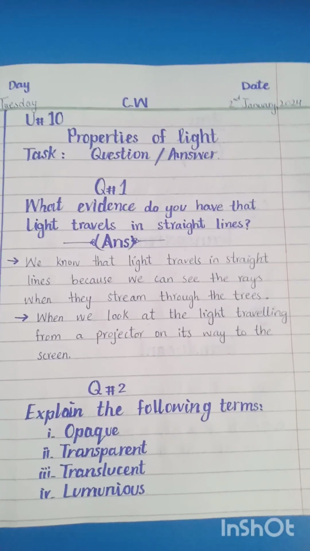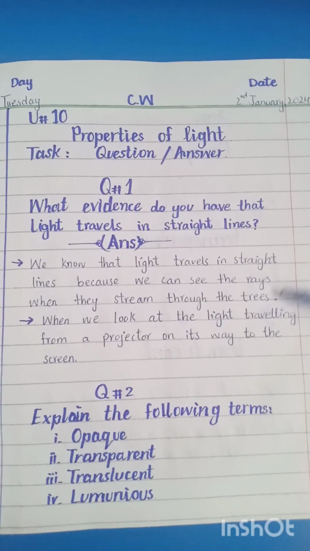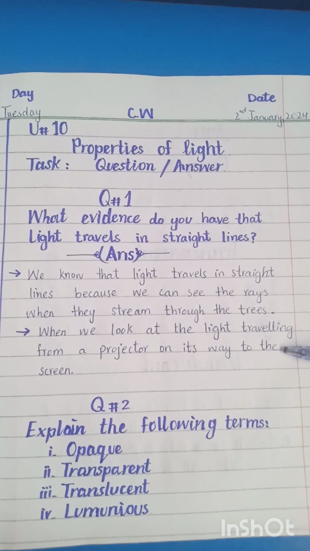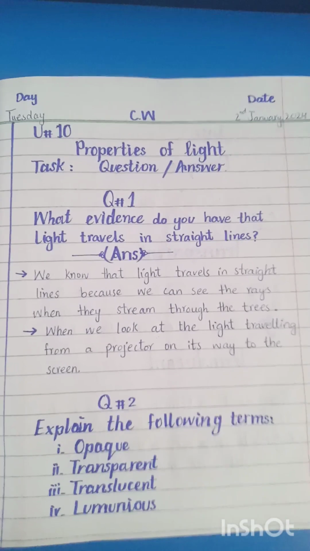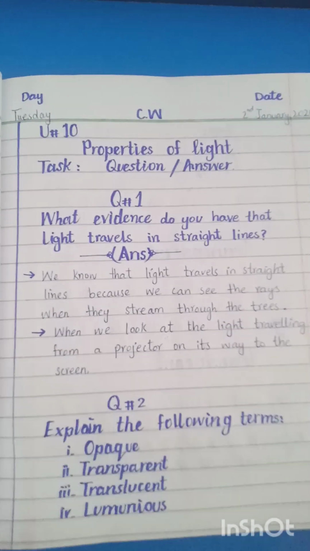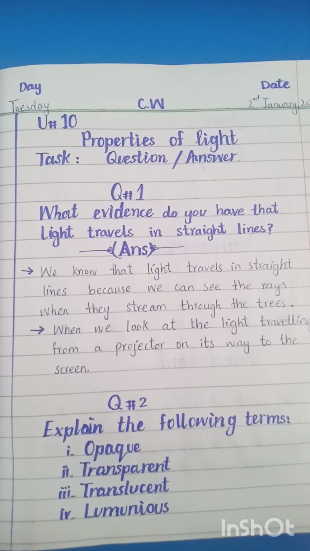We know that light travels in straight lines because we can see the rays when they stream through the trees. And the second example, when we look at the light traveling from a projector on its way to the screen. Sometimes when we use multimedia or projectors, we can see that the rays coming from the projector are traveling and reflected back to the screen.